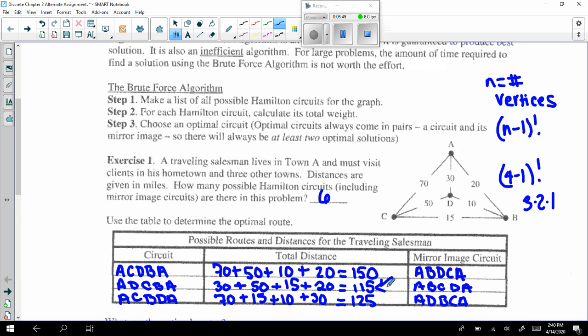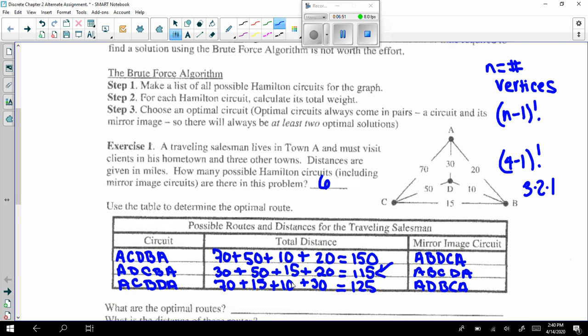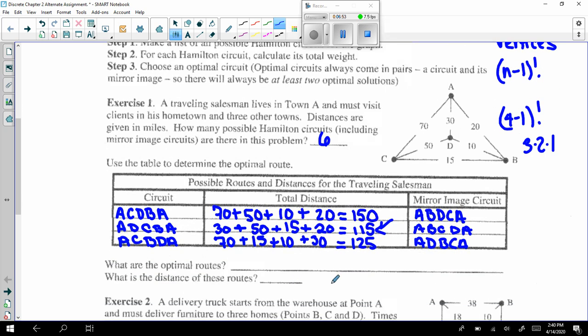Now, as we can see, this is my optimal solution right here, okay? This 115. So this is A, D, C, B, A, or A, B, C, D, A. And the distance of that route is 115. Okay, so that's our optimal solution. So let's try another one with 4 vertices, which is the next one here.